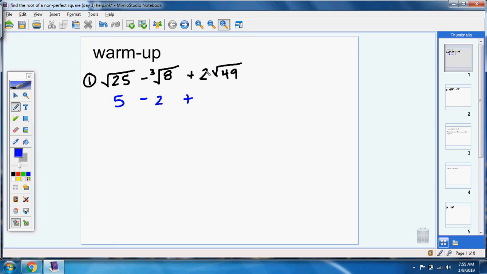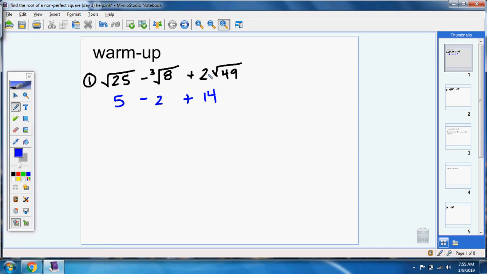Now on this one here, the way that we read it is twice the square root of 49. Or you can say 2 times, because that's really what twice is, right? Twice the square root of 49. So what's the square root of 49? And twice that is 14. So go ahead and find your answer.